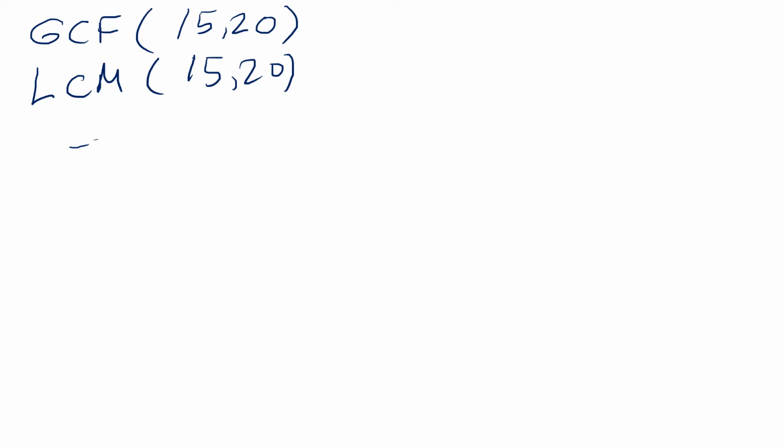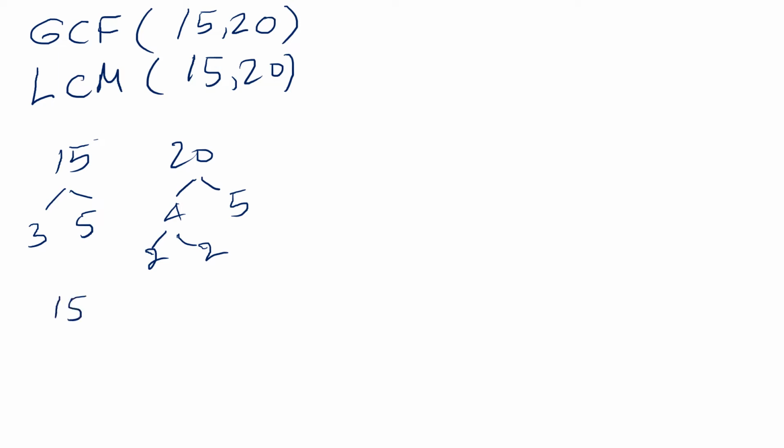If you do it for 15, it's 3 and 5. And if you do it for 20, you get 4 and 5, right? But the 4 can be a 2 and a 2, because remember, they have to be prime numbers. And if you list the primes for 15, you get 3 times 5. And if you list the primes for 20, you get 2 times 2 times 5.